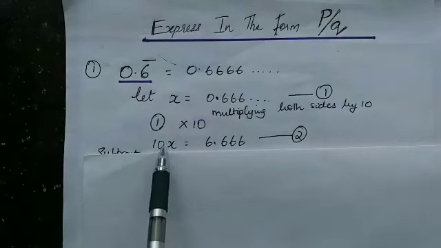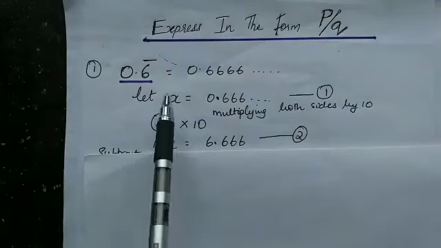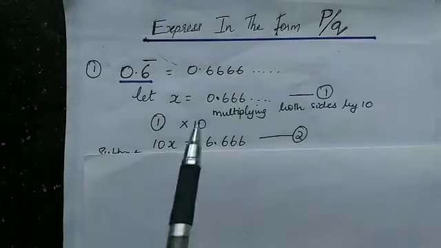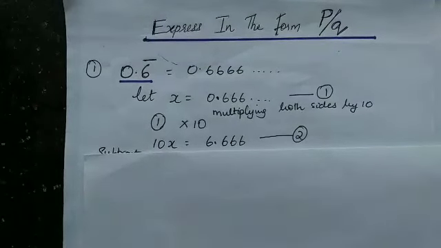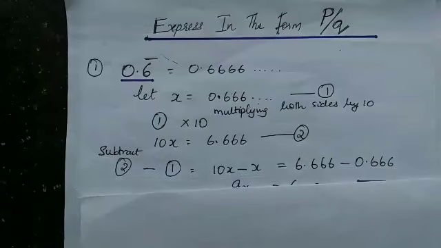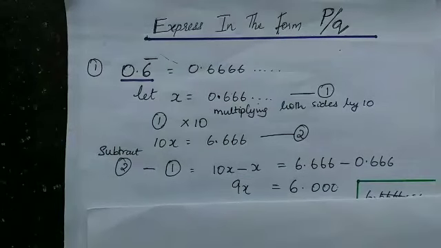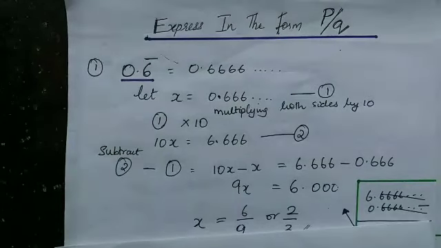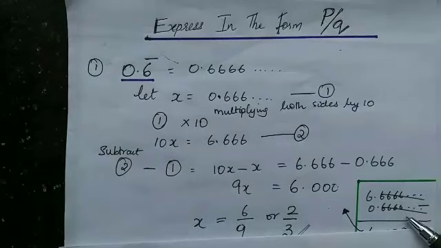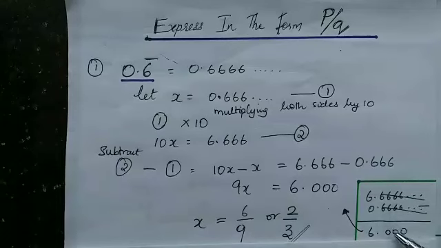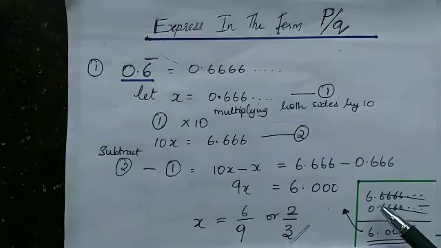What you get is 10x minus x is equal to LHS minus LHS is equal to RHS minus RHS. So 10x minus x, you get 9x is equal to 6.666 minus 0.666, all these disappear. 6 minus 6 is 0, all these get cancelled. What remains here is 6 minus 0, which is 6. So 10x minus 1x is 9x is equal to 6. Hence x is equal to 6 by 9.